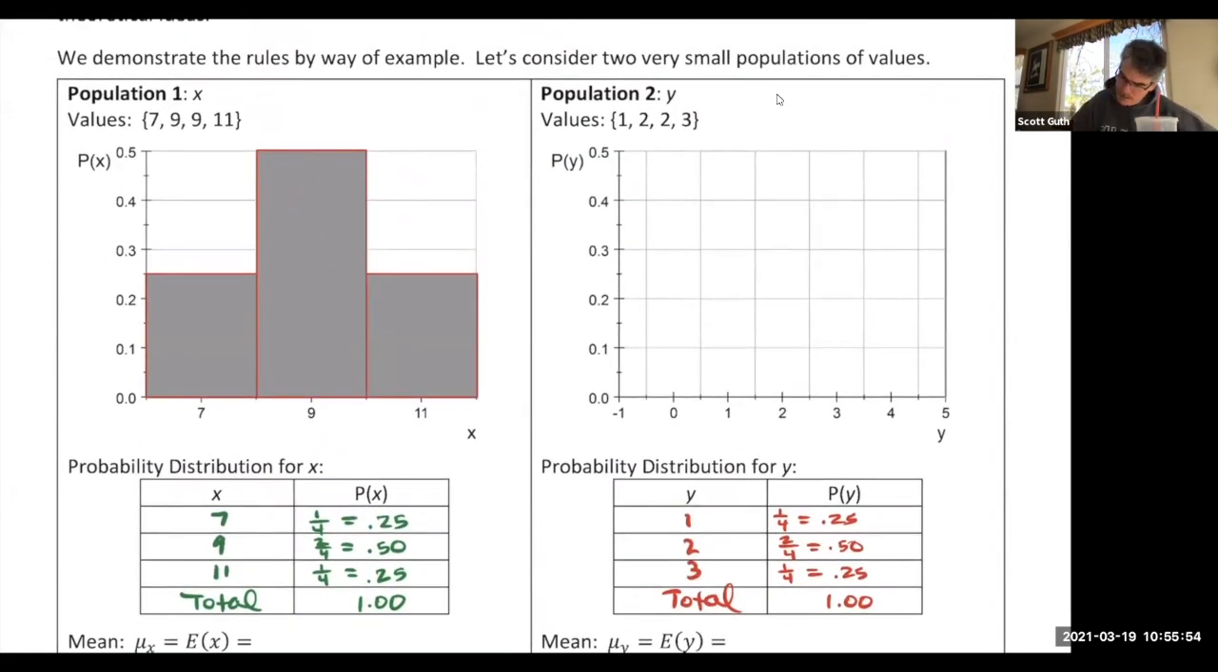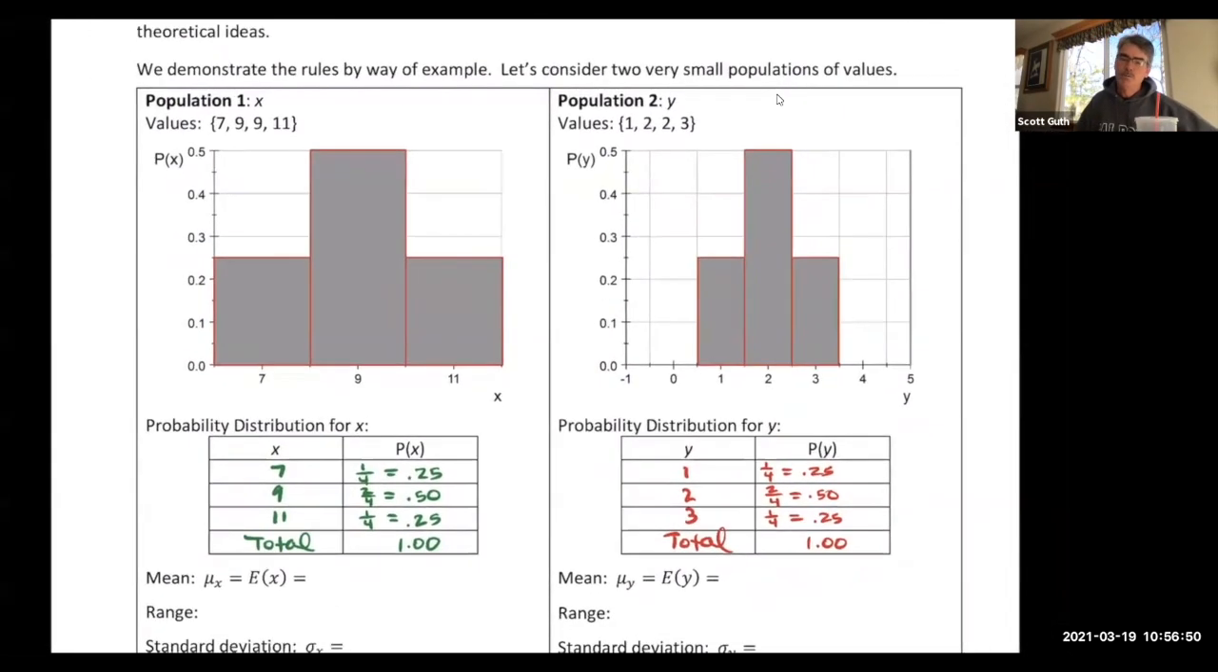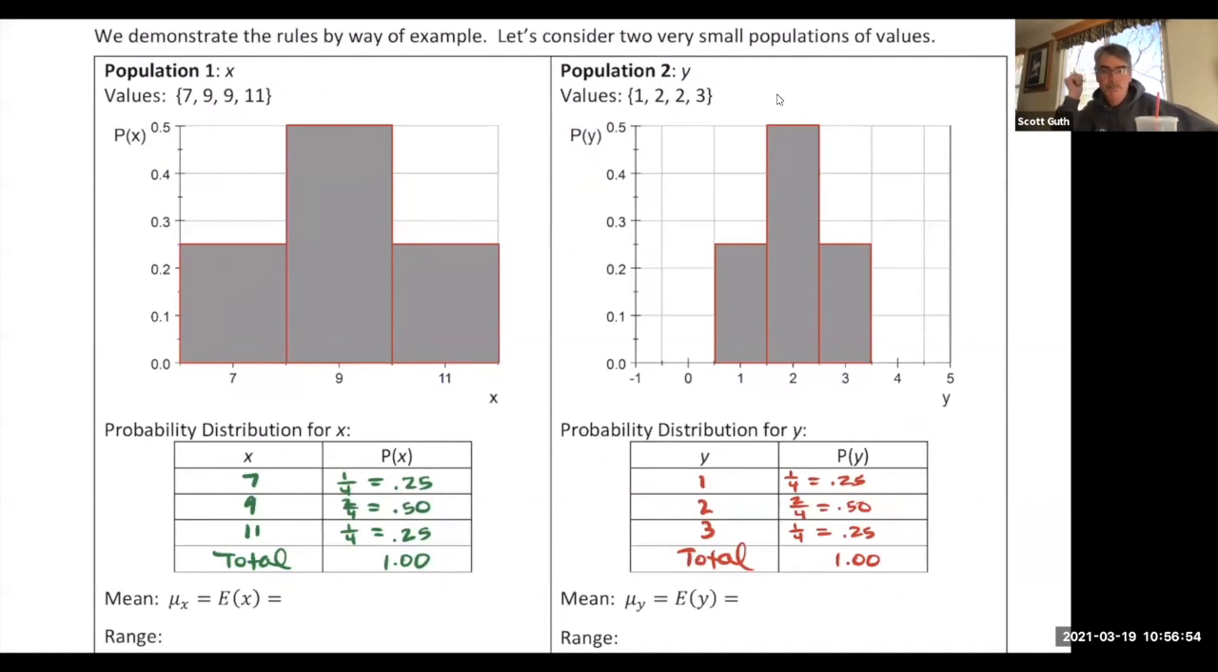Okay, let me see if I can just paste those other ones in. These bars are thinner because the distance from one value of the variable to the next is smaller. So I wanted one to be wide and the other to be narrow. So we can see how, when you put the two populations together, the variability sort of combines.